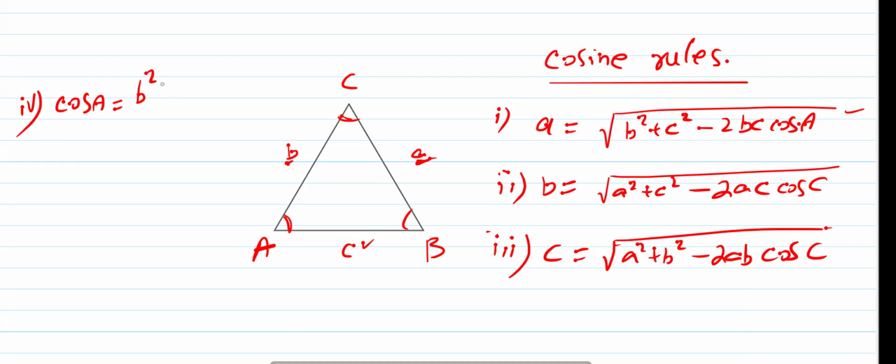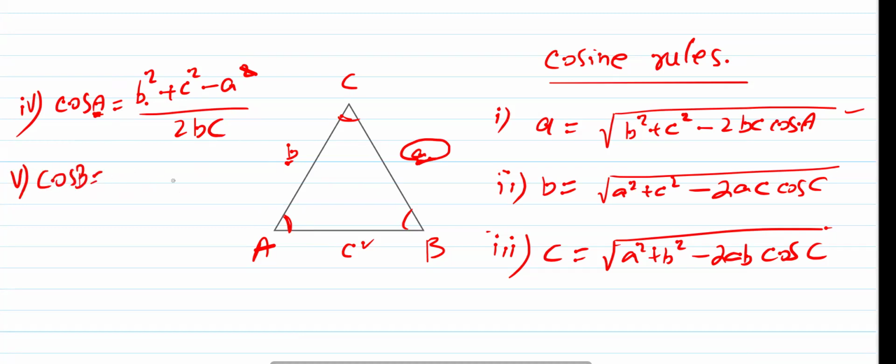Look, if you are taking cos of A, this is A. So the side opposite to A, you will keep at the end. The other sides are b square plus c square minus a square, divided by 2bc. In the same way, if you make cos of B, how will it be? Now look, opposite to B is the side b, so this side you will keep at the end. The other two sides: a square plus c square minus b square, divided by 2ac.